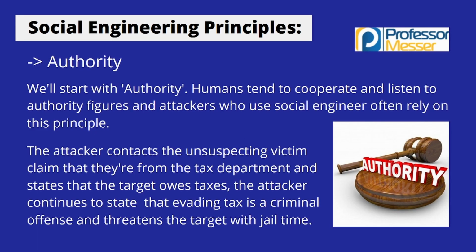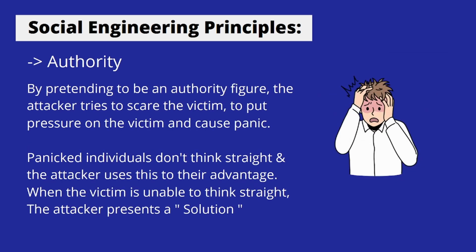We'll start with authority. Humans tend to cooperate and listen to authority figures, and attackers who use social engineering often rely on this principle. The attacker contacts the unsuspecting victim and claims that they are from the tax department and states that the target owes the government taxes. The attacker continues to state that evading tax is a criminal offense and threatens the target with jail time. By pretending to be an authority figure, the attacker tries to scare the victim, to put pressure on the victim, and to cause the victim to panic.